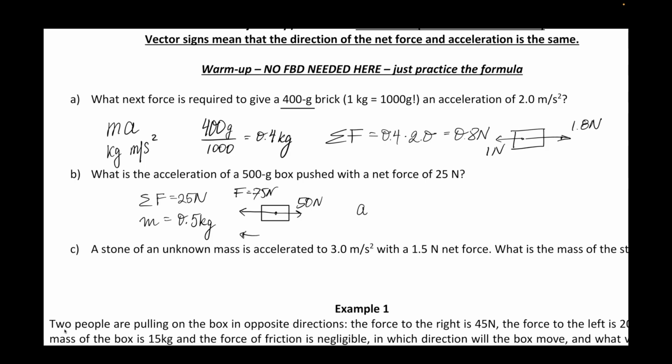That way we're going to end up with the net force being 25 newtons to the left. Acceleration in this case is going to be net force divided by mass. Again, mass needs to be in kilograms. Do not divide by 500. So it's going to be 25 divided by 0.5. That's going to be 50 meters per second squared.